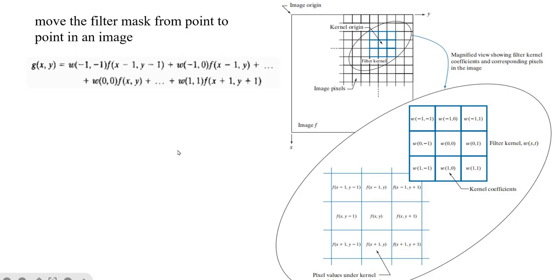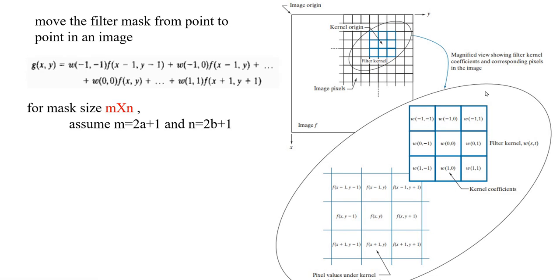Suppose we are taking a mask of size 3 cross 3, that is, 3 rows and 3 columns. The response of this linear filter at any point x comma y is given by this formula, and this equation is nothing but the sum of the products of the mask coefficients with the corresponding image pixel values.